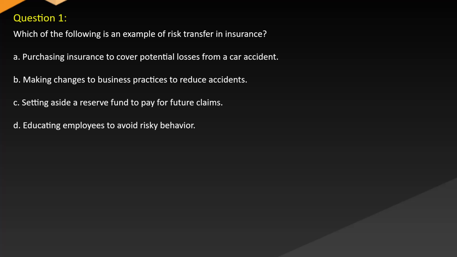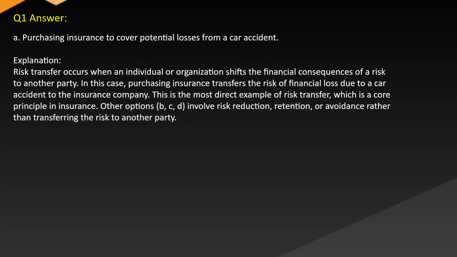Question 1. Which of the following is an example of risk transfer in insurance? A. Purchasing insurance to cover potential losses from a car accident. B. Making changes to business practices to reduce accidents. C. Setting aside a reserve fund to pay for future claims. D. Educating employees to avoid risky behavior. Answer A. Purchasing insurance to cover potential losses from a car accident.